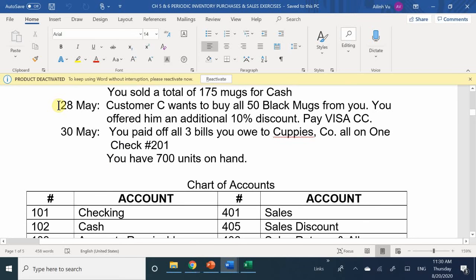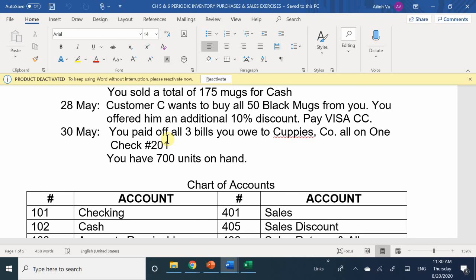Okay, so on the 28th of May, what happened here? Customer C wants to buy all our black mugs. Okay, right. Black mugs. And we offer 10%. Black ones.